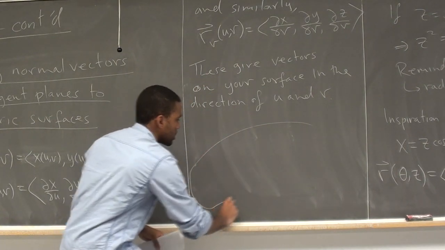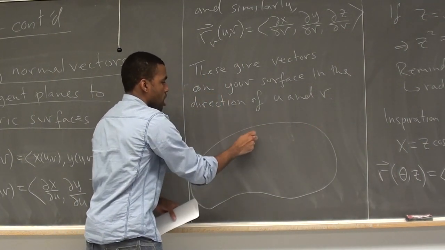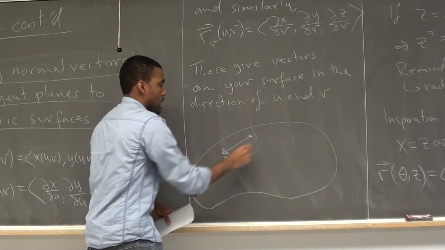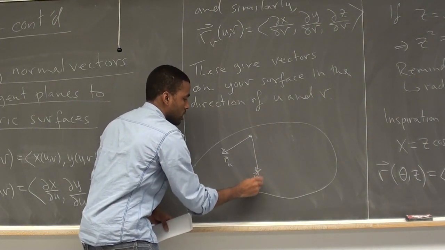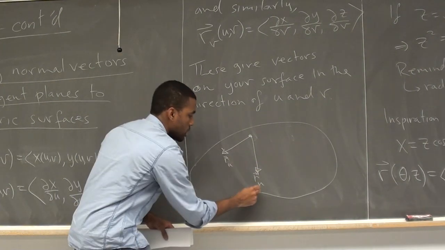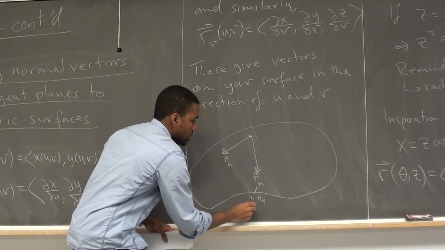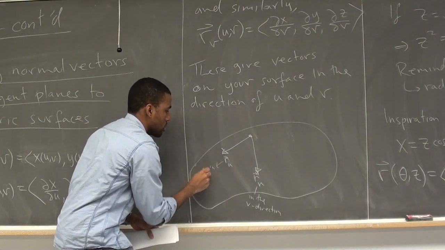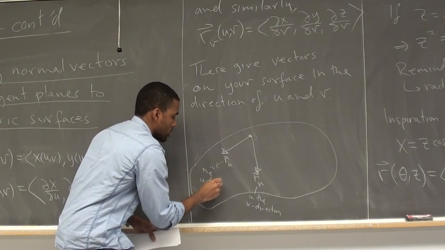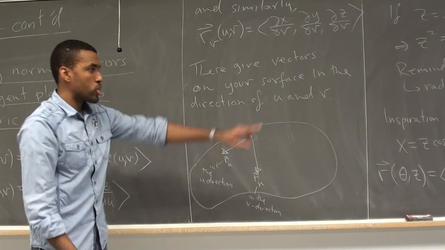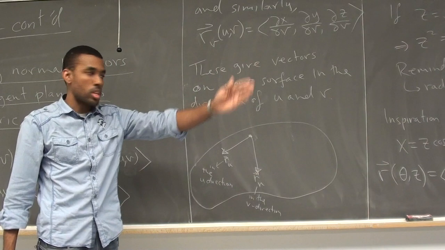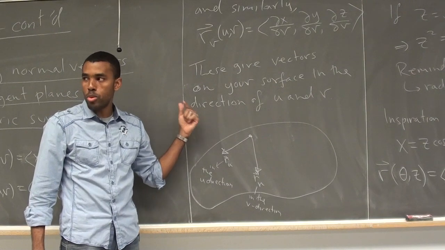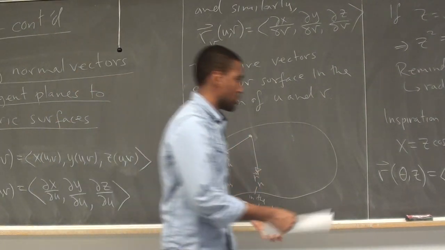If you have some random surface, at this point your R_u would give you the direction that your u is pointing in. And your R_v is going to give you the direction that your v is pointing in. So this is pointing in the v direction, and this is pointing in the u direction. If you think of the trivial parametrization where I let x be itself and y be itself, R sub x would point in the direction of the x axis, and R sub y would point in the direction of the y axis.